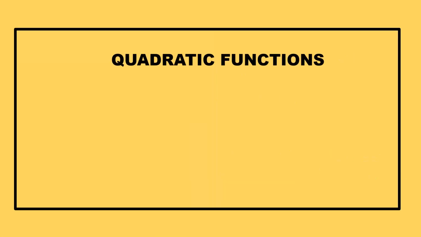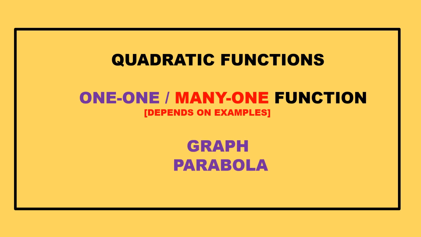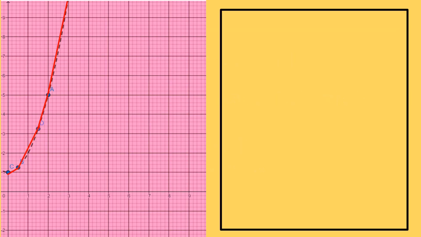Quadratic functions can be considered as one-one or many-one functions depending on the examples, and its graph is a parabola. Let's consider the function y is equal to x square plus 1. Generally, it is a many-one function, but when we consider the function f from natural numbers to natural numbers, it is a one-one function.